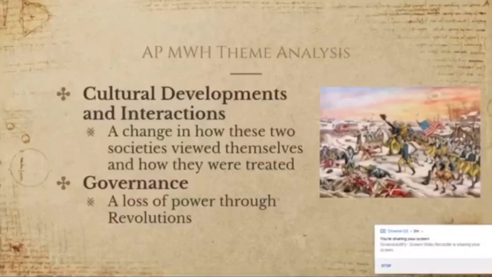All right, here are our AP Modern World History themes. First, cultural developments and interactions. It shows a change in how these two societies viewed themselves and how they were treated. And also governance shows how there was a loss of power through revolutions.